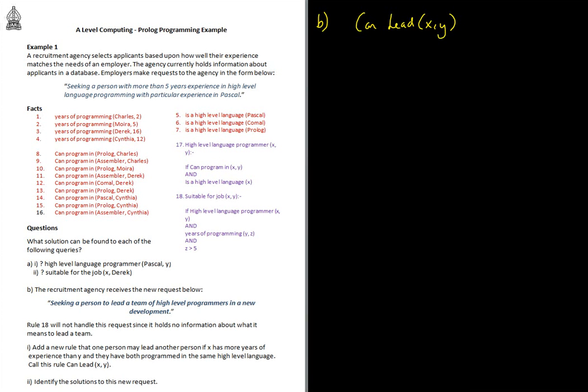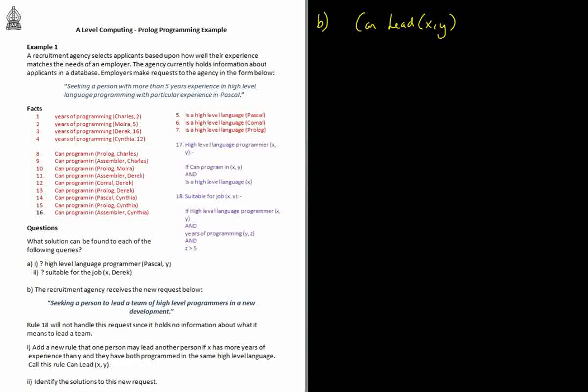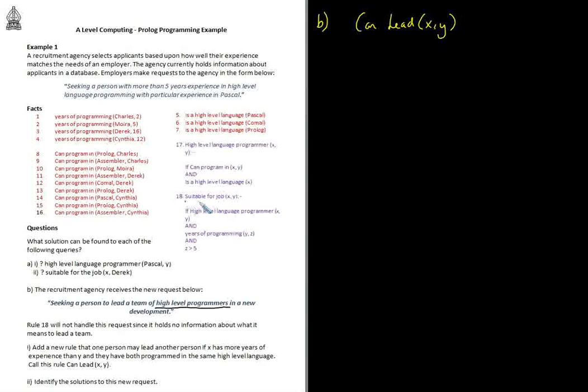Look at part B of the Prolog programming example question. Part B states that the recruitment agency receives this new request below, seeking a person to lead a team of high-level language programmers in a new development. Now, Rule 18, which was suitable for the job, isn't going to cover what the elements of this new rule have got to be. We've got to come up with a new rule, which is going to be clause number 19.